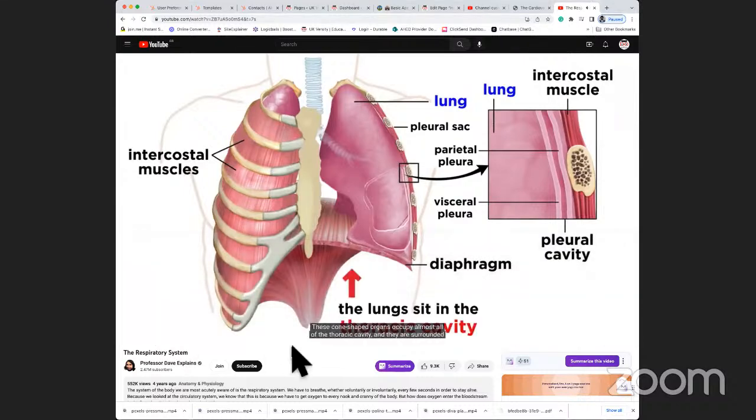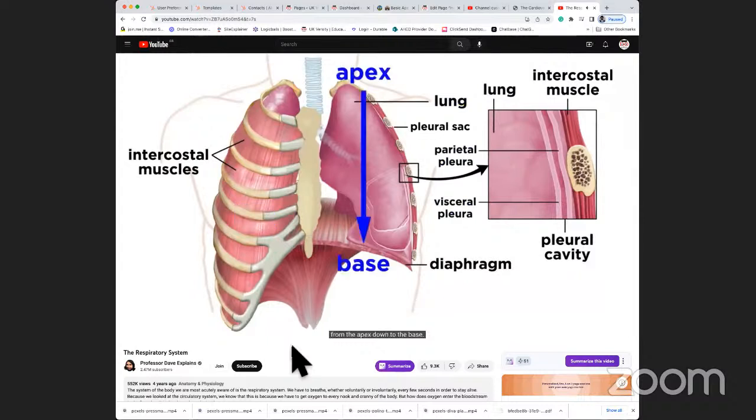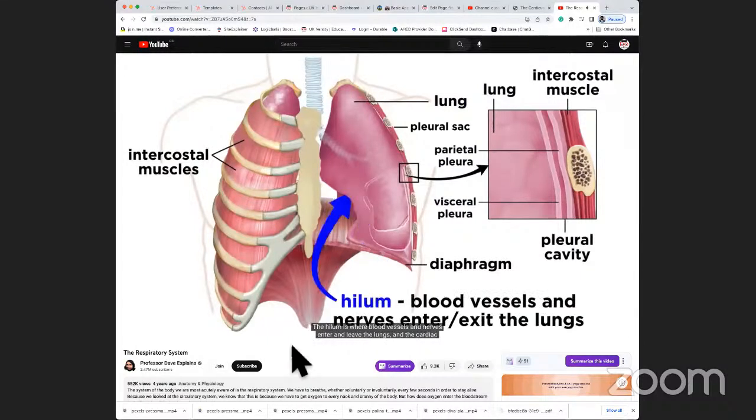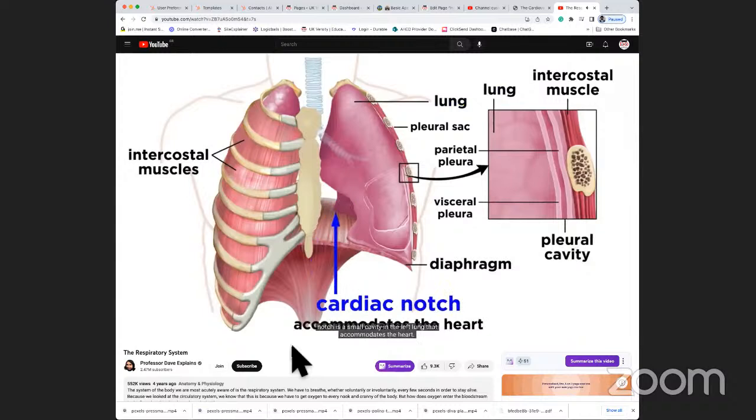Structure. These cone-shaped organs occupy almost all of the thoracic cavity, and they are surrounded by the visceral pleura and parietal pleura, while lying in close contact with the ribs from the apex down to the base. The hilum is where blood vessels and nerves enter and leave the lungs, and the cardiac notch is a small cavity in the left lung that accommodates the heart.